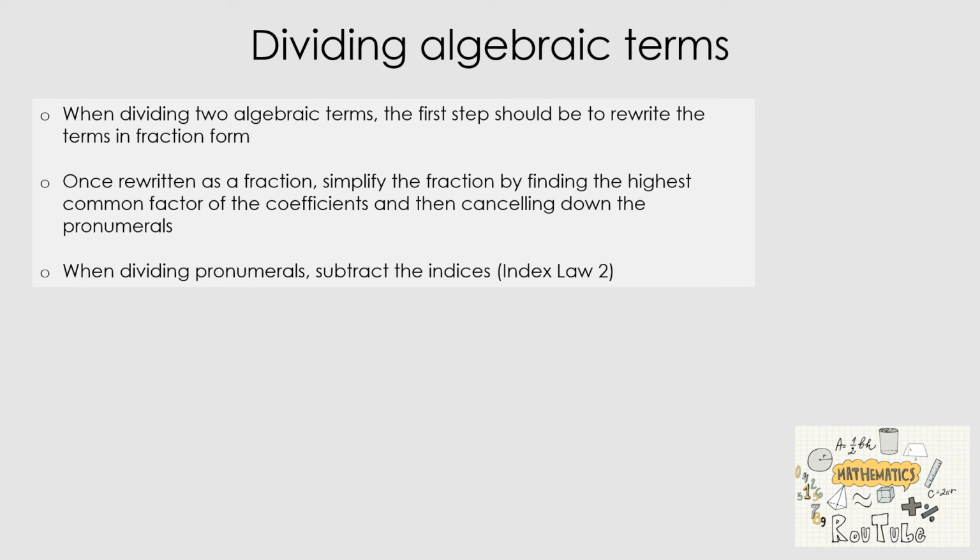All right, now let's have a go at dividing algebraic terms. So when dividing two algebraic terms, the first step should be to rewrite the terms in fraction form. Sometimes you'll be given it already in fraction form, but sometimes you'll be given the two terms with a division sign. If you already have it in fraction form, then obviously you don't need to rewrite it. You can just progress to step 2. Once rewritten as a fraction, simplify the fraction by finding the highest common factor, the HCF, of the coefficients and then cancel down the pronumerals. And then when dividing pronumerals, step 3, we follow another index law. In this case, we follow index law 2, which says that we need to subtract the indices.